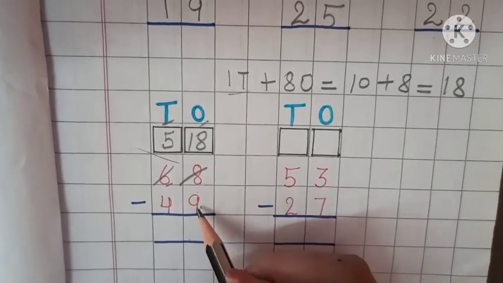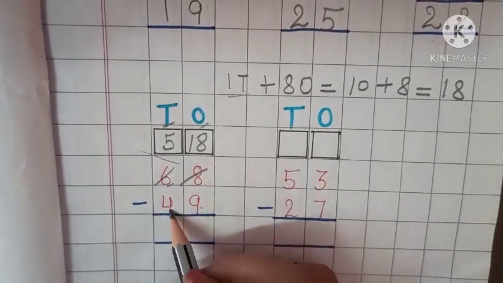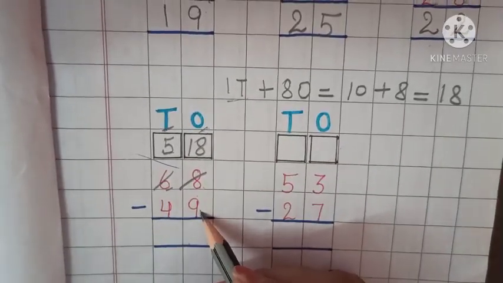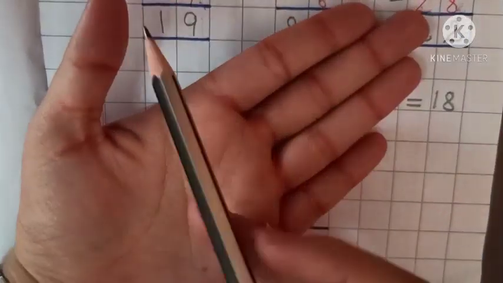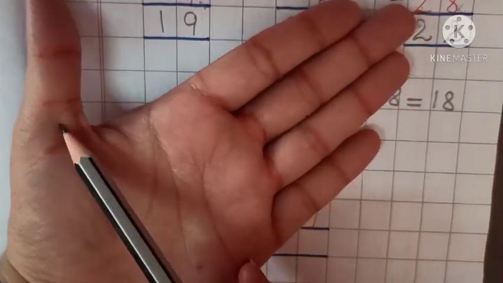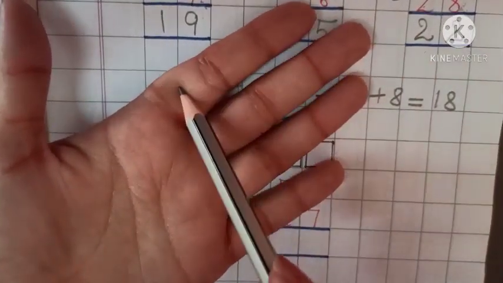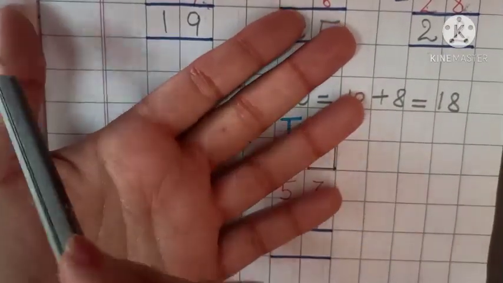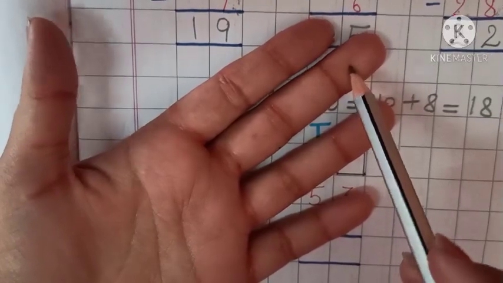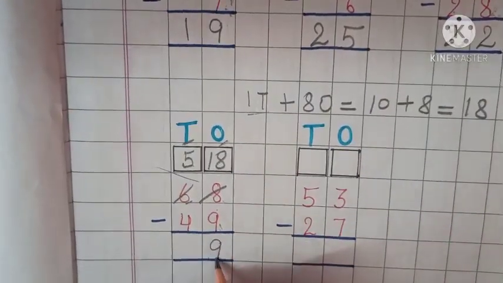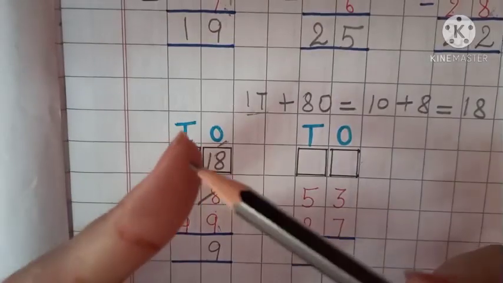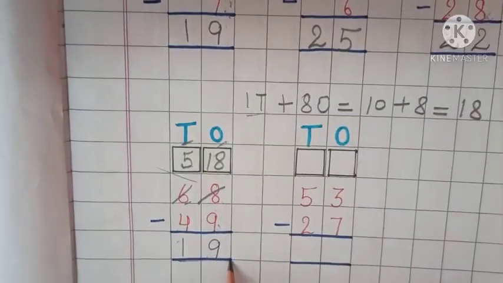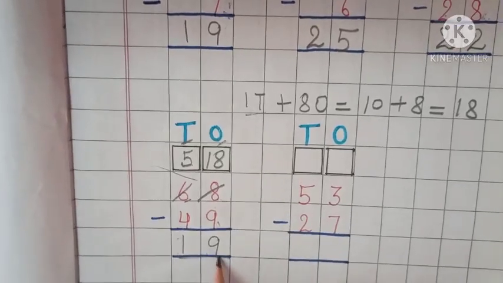So now we have to subtract 9 from 18 and 4 from 5. So count with me. What comes after 9? 10, 11, 12, 13, 14, 15, 16, 17, 18. How many boxes? Yes, 9. And what comes after 4? 5. Only 1. So the answer is 19. 1 ten and 9 ones.